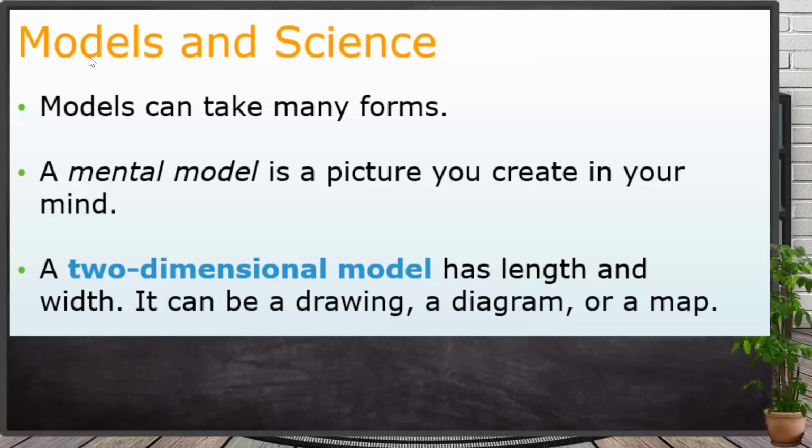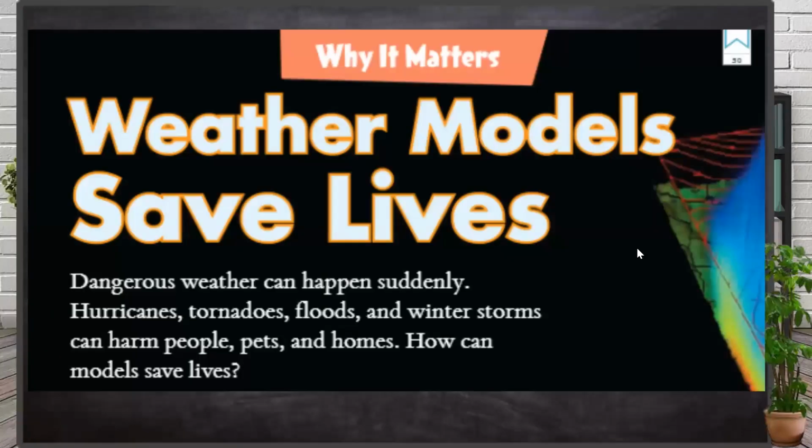Models in science. Models can take many forms. Also, we learned about a mental model. A mental model is a picture you create in your mind. Mental from mind, okay, guys? So a mental model is a picture you create in your mind, right? And we know what is a three-dimensional and a two-dimensional. Today, I'm going to teach you why it matters. Why it matters, the weather model, okay?